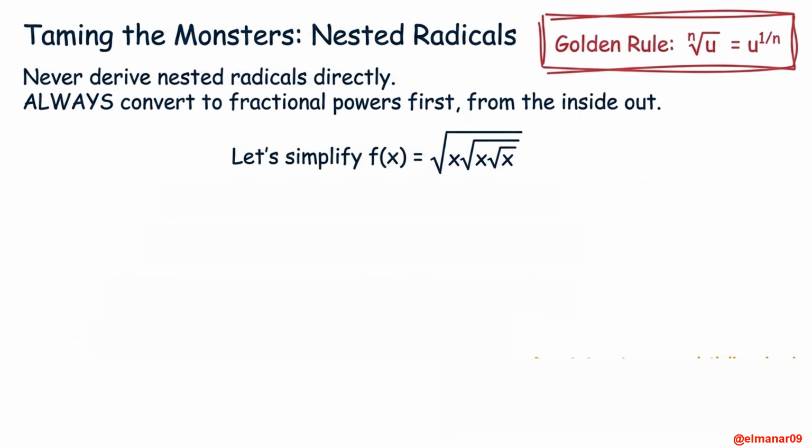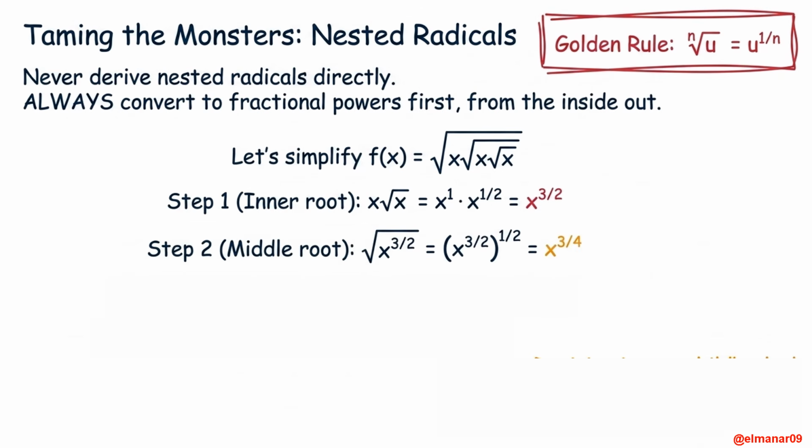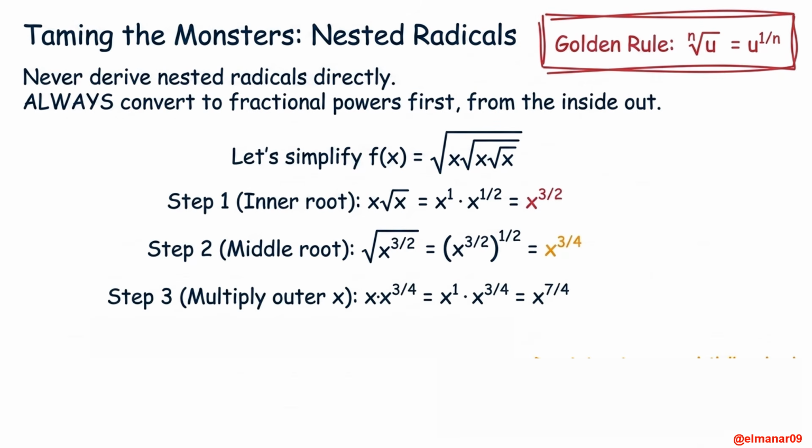Let's look at f of x equals the square root of x times the square root of x times the square root of x. Step 1. Handle the innermost root. x times the square root of x is x to the 1 times x to the 1/2, which is x to the 3 over 2. Step 2. Take the next root. x to the 3 over 2 to the 1/2 is x to the 3/4. Step 3. Multiply by the outer x. x to the 1 times x to the 3/4 is x to the 7/4.